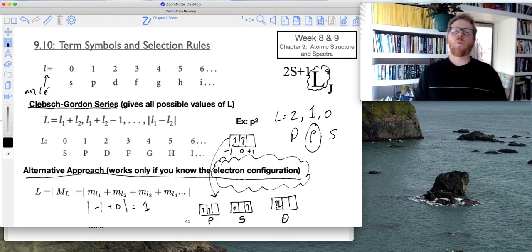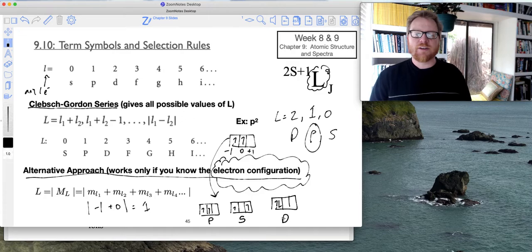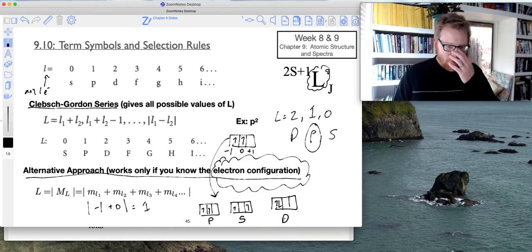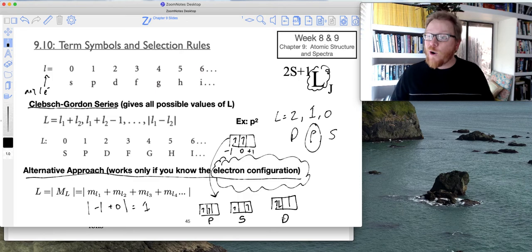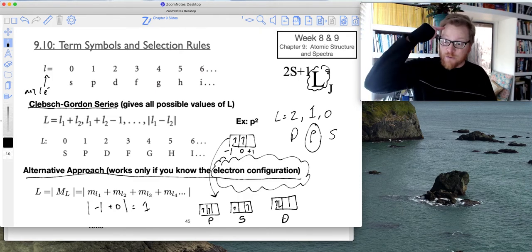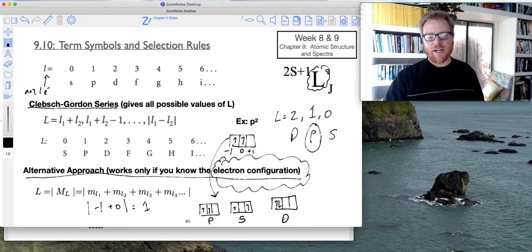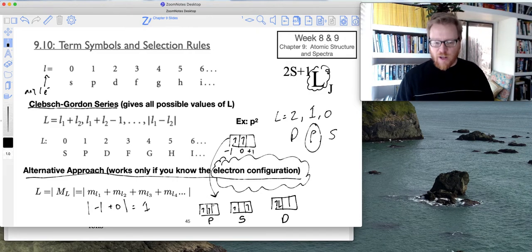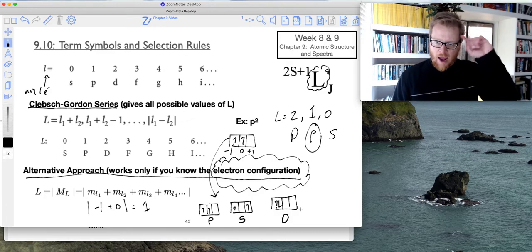So you can see right away why this Clebsch-Gordan series is a little confusing. Because if we're saying, okay, we've got a P2, it could be a D, a P, or an S. Well, we don't know which one it is because we don't know what the electron configuration is. However, if you know the electron configuration, then you can ascribe what that P, S, and D term is to those particular arrangements. I hope that makes sense.